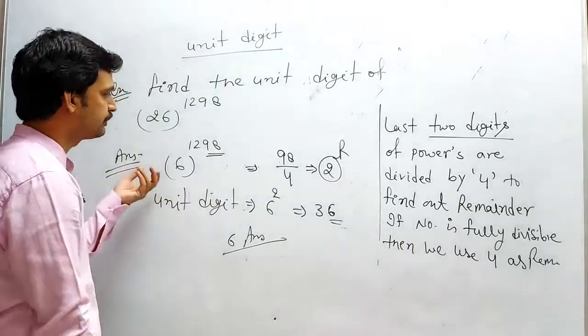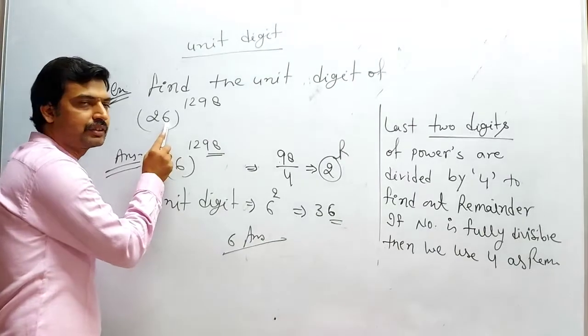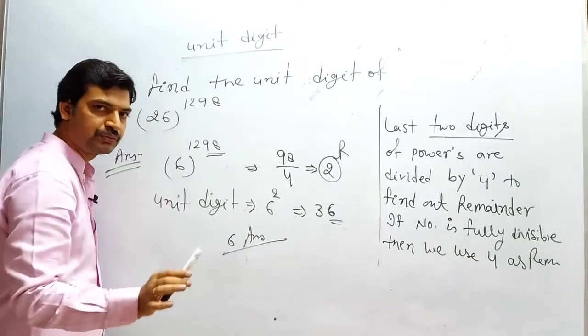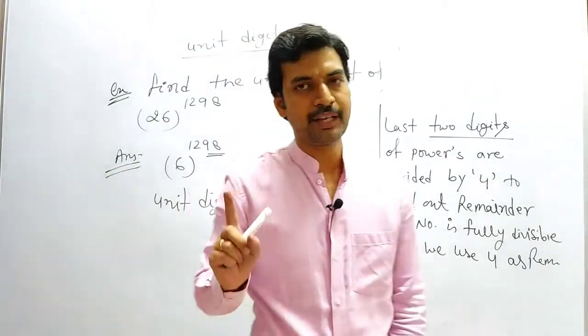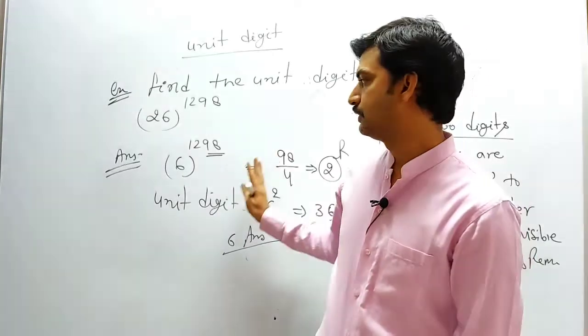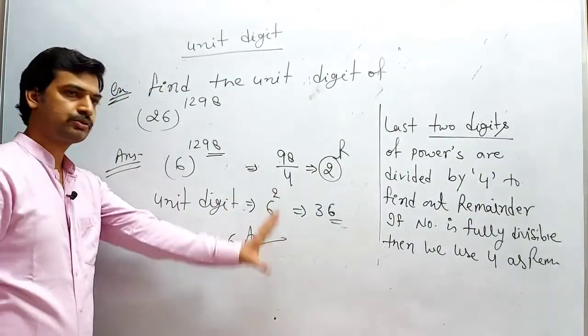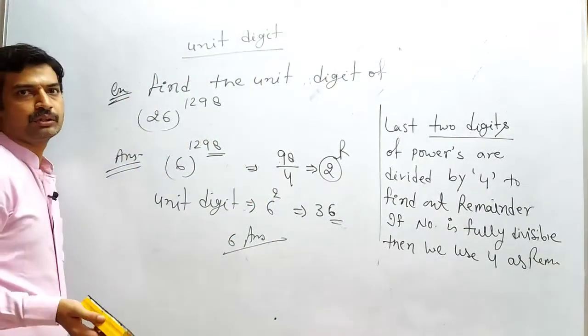That's why, on the basis of that, we can say that if the base has 6 as the unit digit, the answer would always be 6. If the base has 5, then the answer would be 5. If the base has unit digit 1, the answer would be 1. If the base unit digit is 0, the answer would be 0. So you need not do the process if the unit digit is 0, 1, 5 or 6.